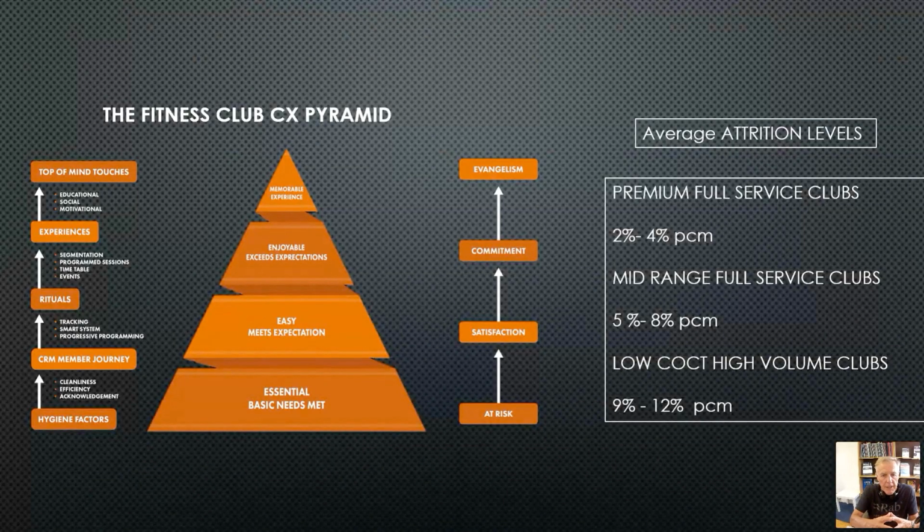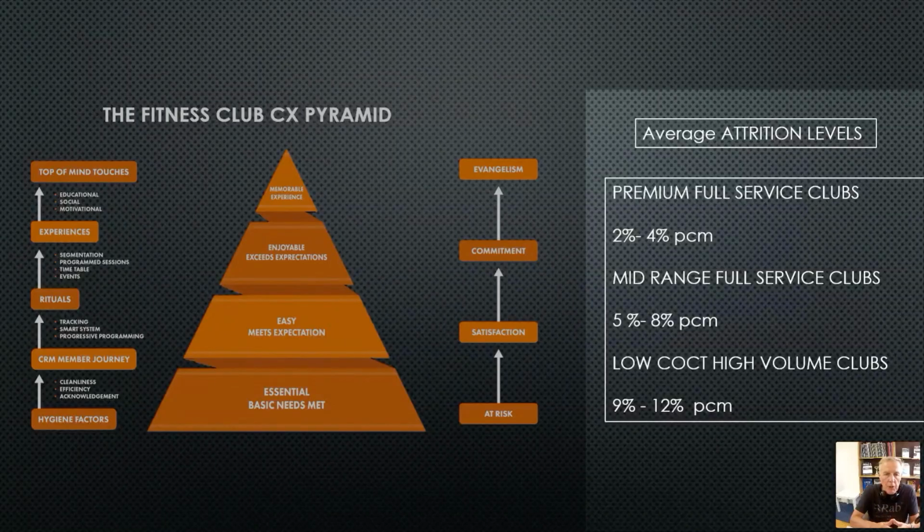But before we get into that, what I'd like to share with you are the average attrition levels at the different types of models within the different types of clubs that operate right now in our communities. At the top of the pile, you have your premium full service clubs: high joining fees, high monthly dues, tend to be well staffed, tend to offer a full range of services. On average, their attrition per month will be as low as 2 to 4%.